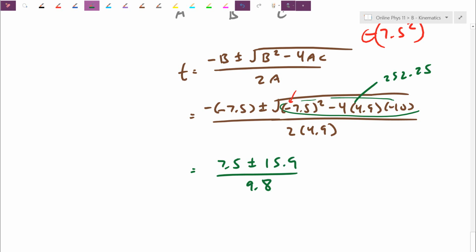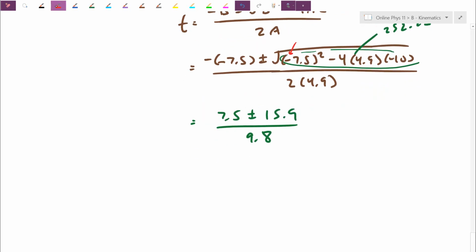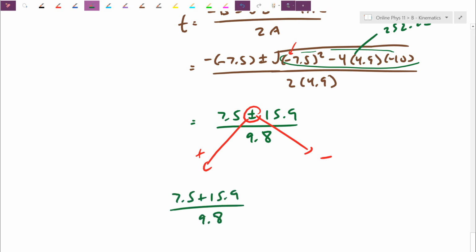At this point, I'm ready to separate the plus and minus. One side takes the plus root, takes the plus answer. The other side takes the negative answer. So let's just punch our way through. 7.5 add 5.9, make sure you do that part first, divided by 9.8. And then 7.5 minus 15.9 divided by 9.8.